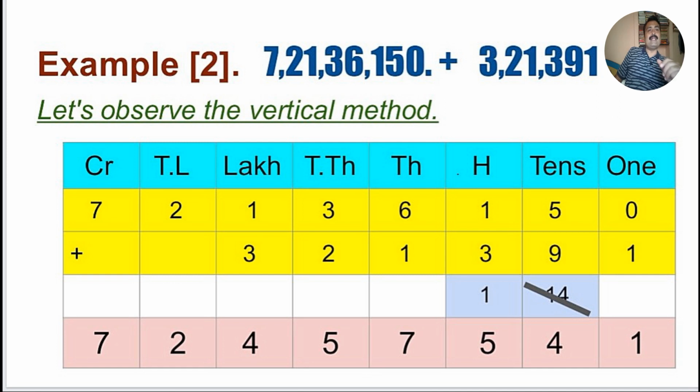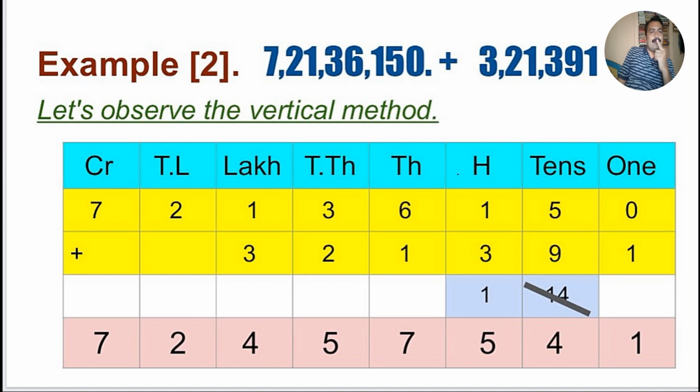Now let's move towards the tens column. 5 plus 9, we had to continue. So 5 plus 9, we got the sum as 14. Now 14 is a 2-digit number. So instead of 14, we write 4 as the answer and take 1 as the carry into the next 100 column.